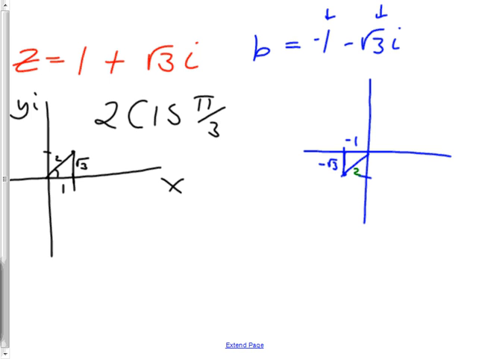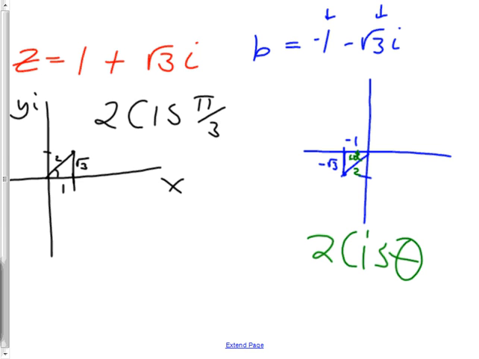The modulus is 2. The radius, the r, is 2. So if we're doing 2 times cis theta, what is theta? Well, first of all, the theta that's in here is a 60-degree angle, also known as pi over 3.